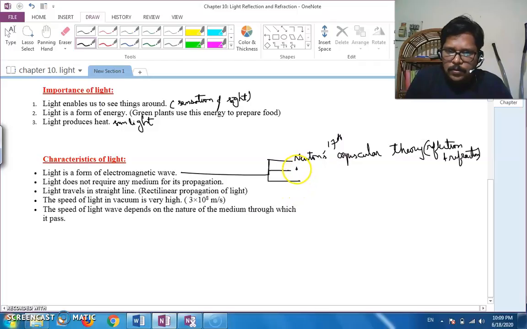But it happened in the 17th century, during the same time as or before Newton. Huygens proposed that light is of wave nature. It's also a theoretical one.